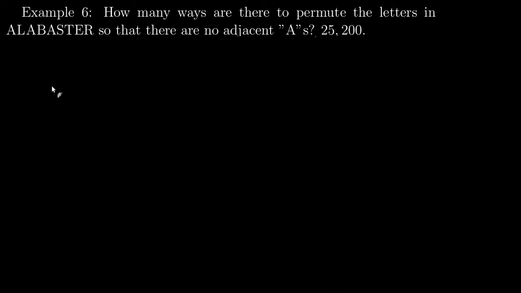The first thing I'm going to do is look at this and just deal with the non-A's. So there are 1, 2, 3, 4, 5, 6 non-A letters, and there are no repeats. There's an L, a B, S, T, E, R, so I get 6 factorial ways to deal with that. After I have that, let me put this up here. So what's going to happen is this.